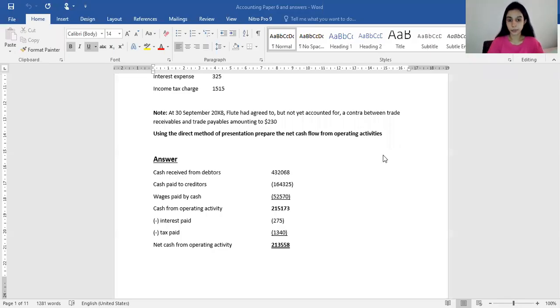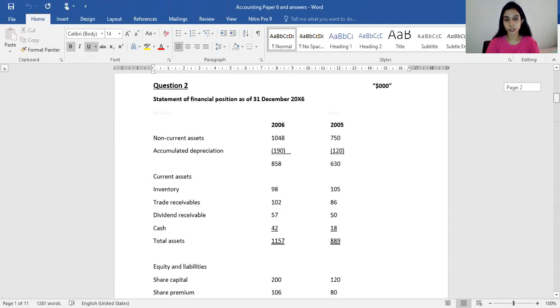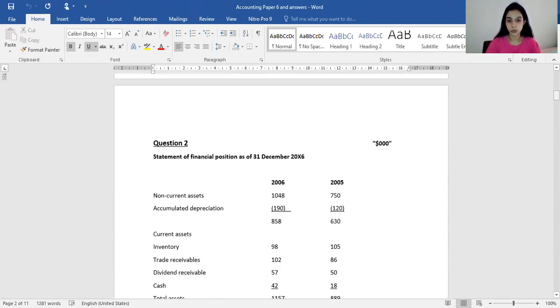Yeah, so from that you can get the net cash flow from operating activity. And now let's move on to the second question. This is the formal type of question that you will get at the exam, because they'll usually give a statement of financial position and a profit or loss, and ask you to get the relevant adjustments done. Not a simple example like question number 1.